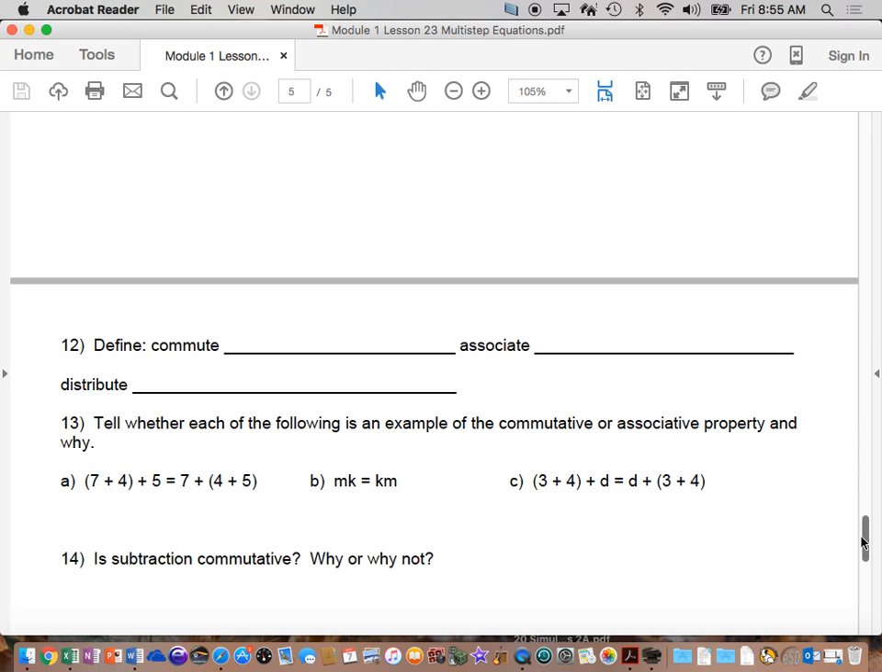Okay. The last one, 3 plus 4 plus D. Pay attention. This could be a little bit confusing to some people. It is a little confusing. I know what the property is. Go ahead. That property is commutative because even though the group one is going.